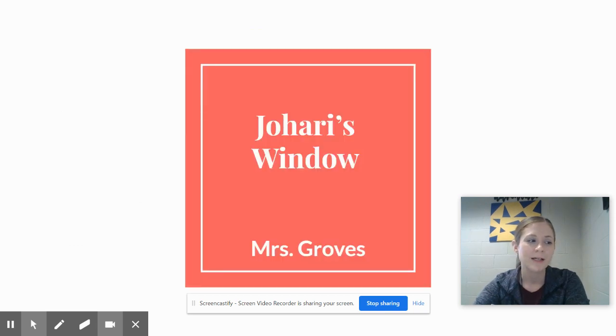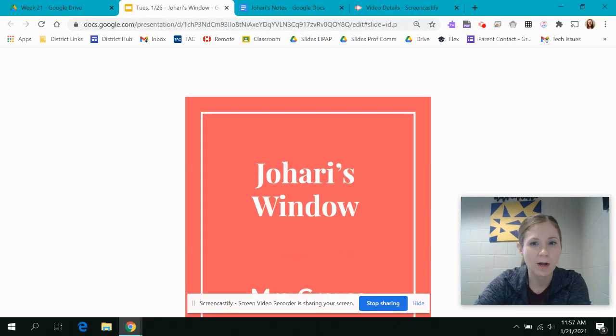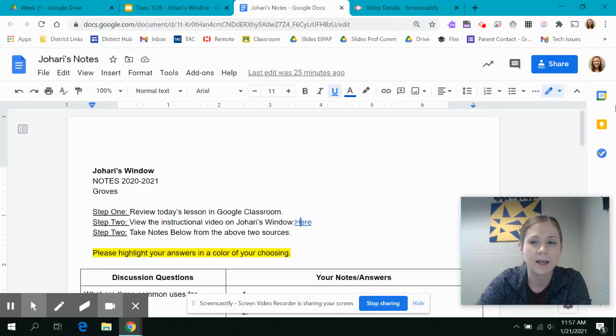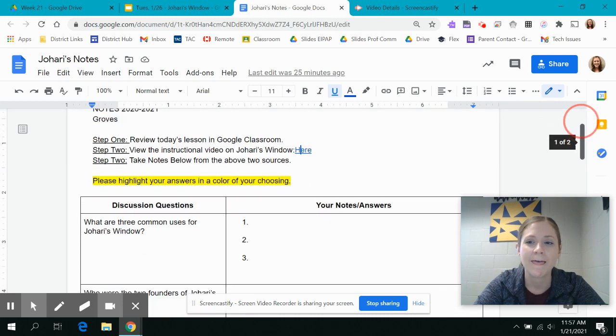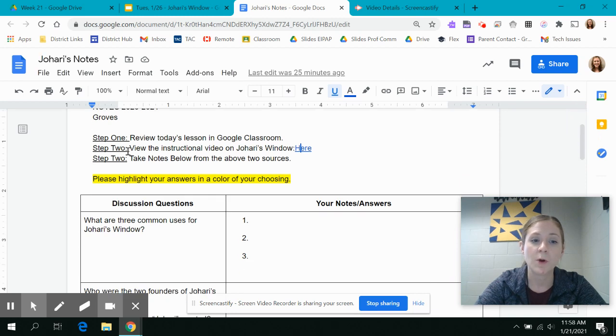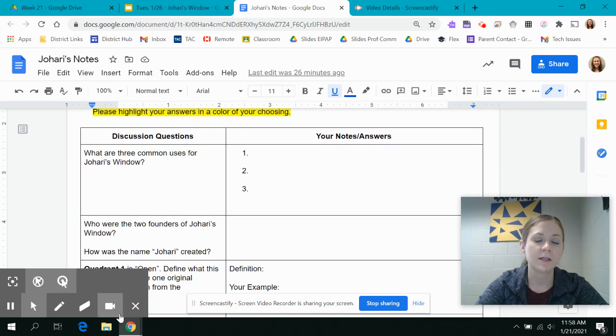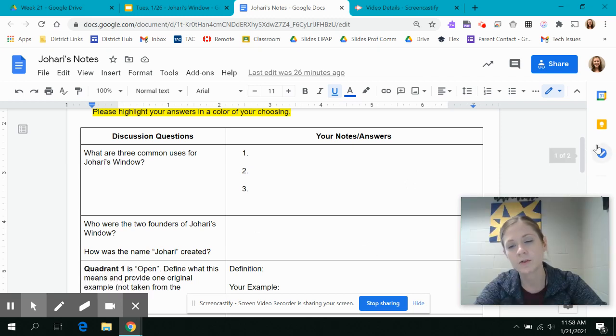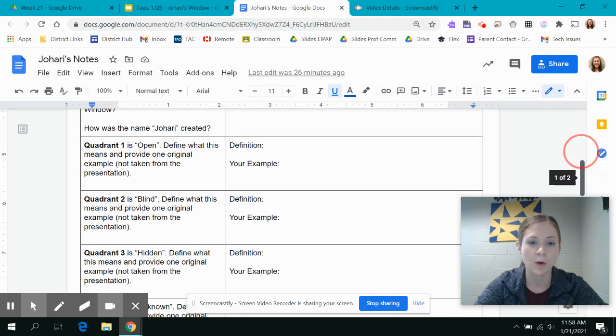Johari's window. So let's back out and look at the notes that you're going to be taking as you are going through this lesson and watching that short video today. It's very similar to our typical note style. You have step 1, 2, and 3. Review today's lesson, watch that video that I linked here, and then take notes below. So you have questions on the left-hand side. You're going to write your answers on the right-hand side and highlight your answers when you are done. It makes it easy for me to see what you know.